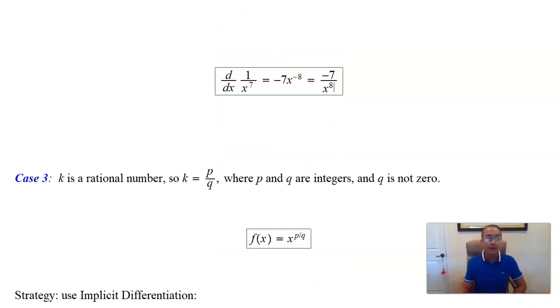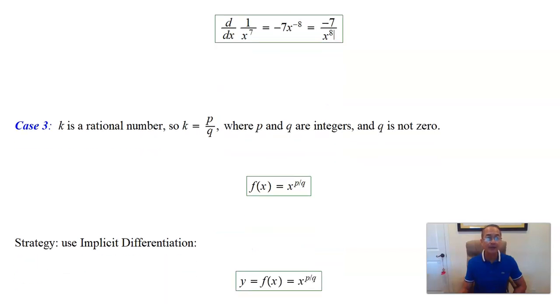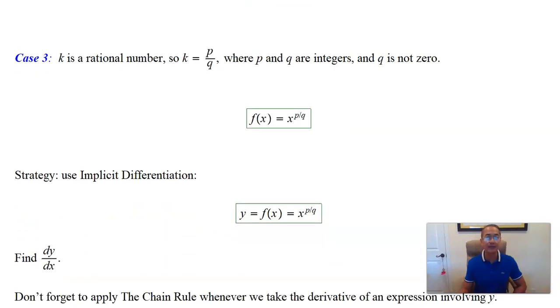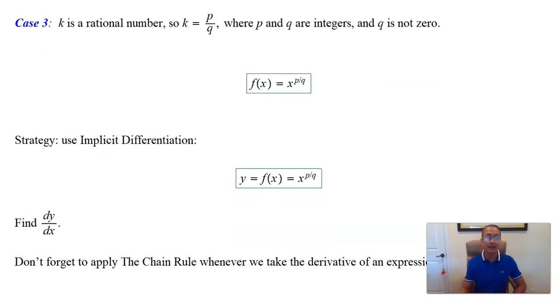Okay, we are now at the third level, or the third case. What happens when k is a full-blown rational number? So k is a fraction, p over q, where p and q are integers, and q is not 0. We can also impose that p and q are in lowest form. They have no common factor. So our function is x to the power p over q.